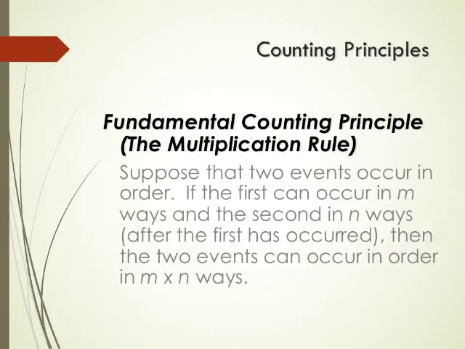We have what's called the fundamental counting principle, and basically this is the official definition. If you have 2 events that occur, for example, flipping the coin once, flipping the coin twice, if the first can occur in m ways, and the second flip is n ways, so the 2 events can occur in order, then we multiply the 2 in order to get the number of possible outcomes.